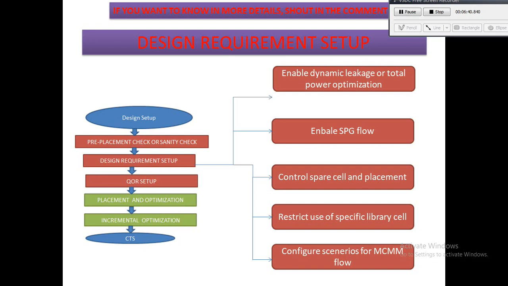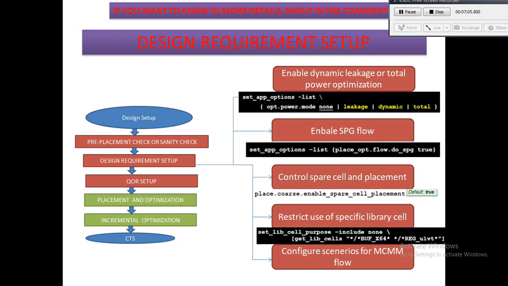Dynamic power optimization has lower optimization priority than timing or DRC. It requires switching activities to calculate the dynamic power. So by giving the app options, set_app_option -list, opt.power.mode dynamic or total, you can make it true. If you want to know more, just write down in the comment section. I will get back to you with the app options.